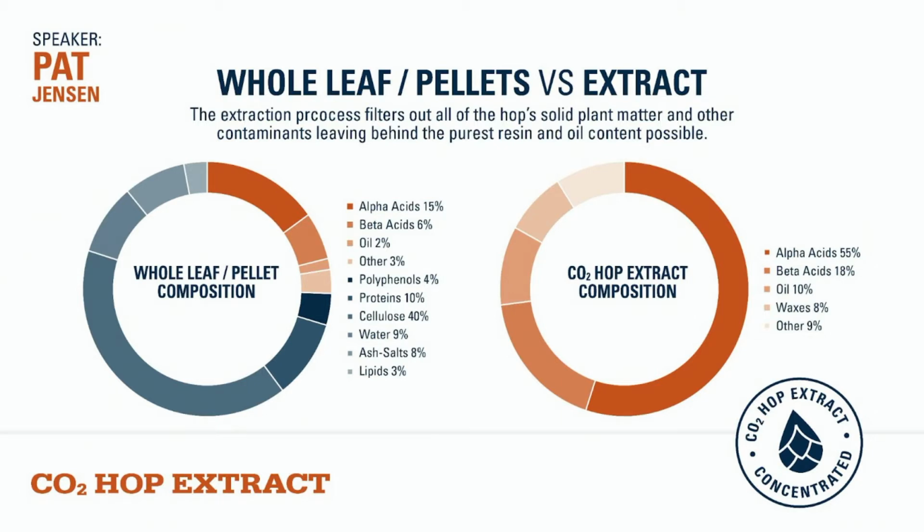I really like this chart because it shows that you leave behind the 40% of cellulose, the water and the ashes, and it leaves you with just the pure essence of the hops, which will kind of lead into why we need to use CO2 extract in brewing. What's your next slide?